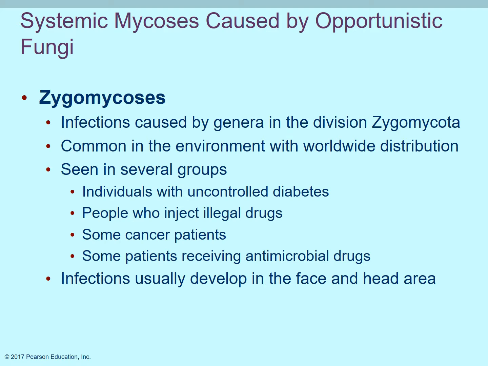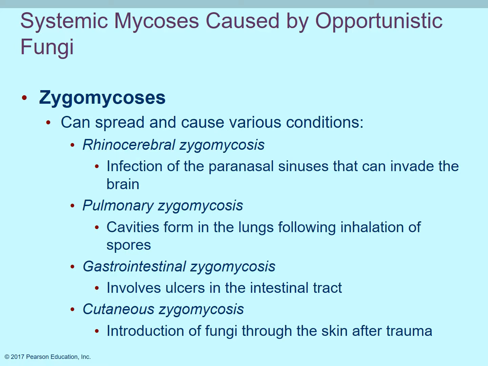There are some genera in the Zygomycota division that can cause infections. Typically, you see this in individuals who have some other type of lifestyle or health issues, such as a diabetic who is not controlling their diabetes, people who may be using illegal drugs, cancer patients, or patients who are receiving other antimicrobial drugs, and so it has offset that normal balance of the microbiota. Usually the infection is going to develop in the face area, and then it can spread from there.